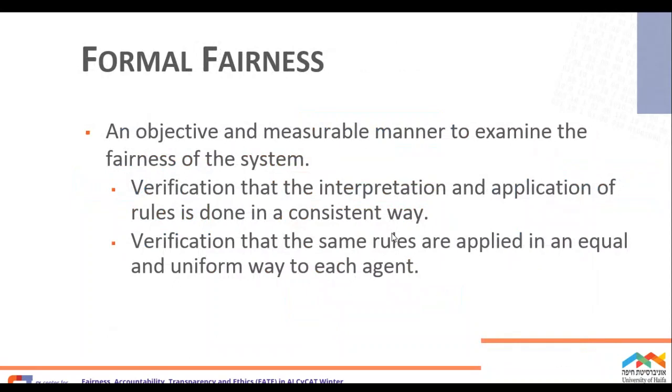So how can we deal with it? We have seen that we have several types of potential biases. First of all, we can think about objective and measurable manners that will enable us to examine the fairness of a system. We can think about techniques and predefined sets of examination techniques, on specific data sets and representing input information, to check whether the system works in a consistent way, whether the rules applied by the system are applied equally to different types of applicants.